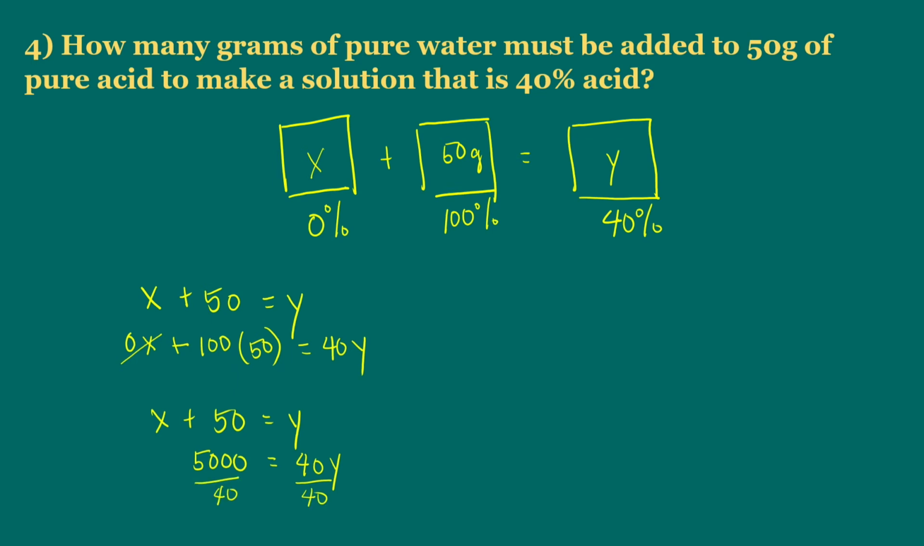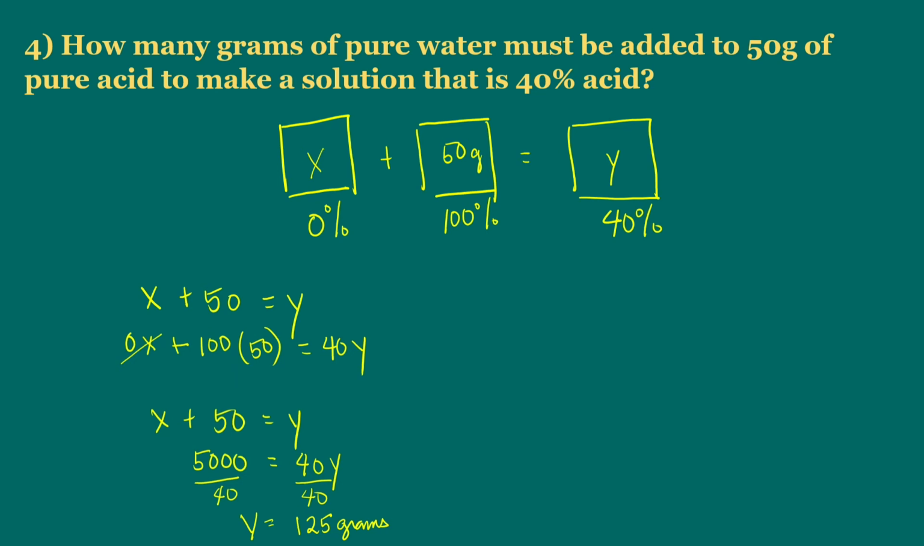So that will give us 5,000 divided by 40, which is 125. So y is equal to 125 grams. Alright? So the y here is the product, the 40% acid. But what we are asking here is how many grams of pure water. So what is being asked here is x.